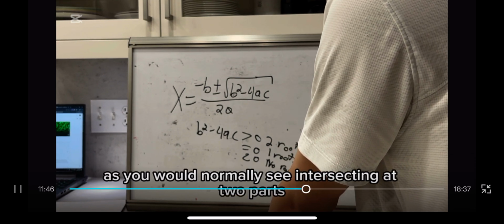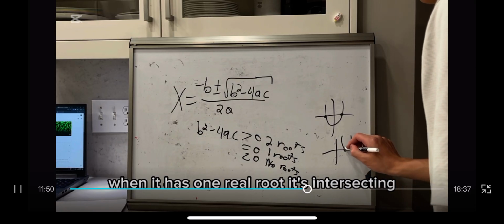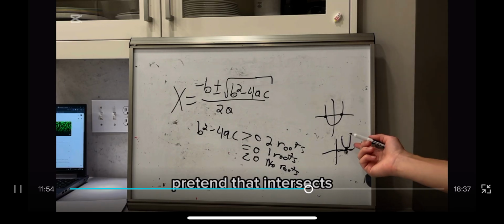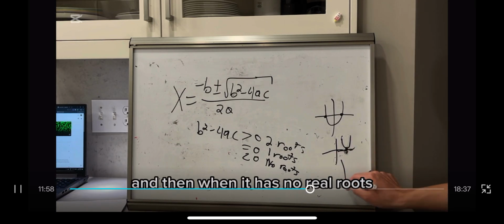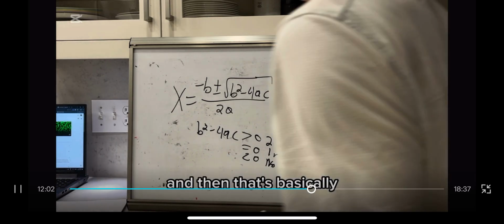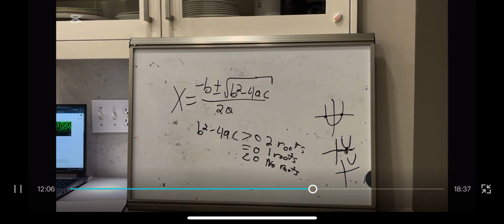this, as you would normally see, intersecting at two points. When it has one real root, it intersects at one point. Pretend that it intersects, but it touches the x-axis at one point. And then when it has no real roots, it's like in the air. It's not touching the x-axis. And that's basically what the discriminant helps you determine.